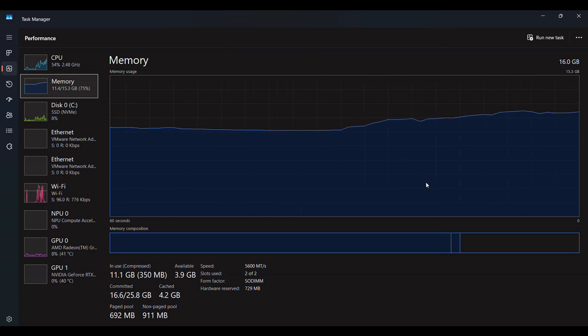As more applications are opened, memory usage increases in real time. This helps administrators determine whether a system requires memory optimization or hardware upgrades.